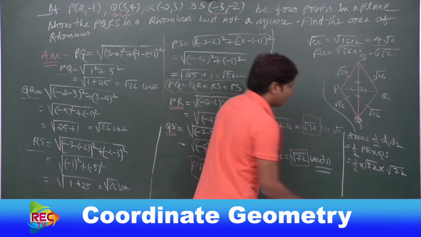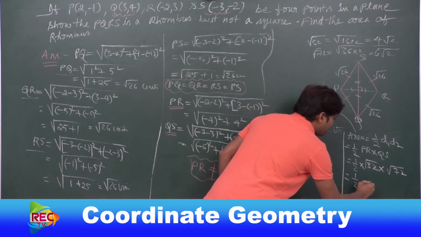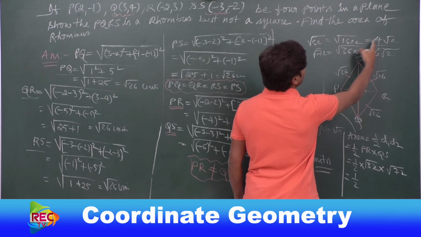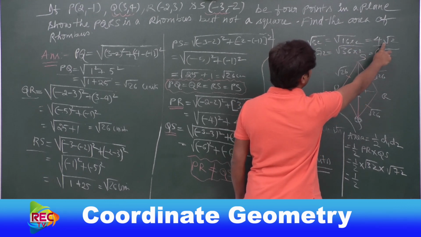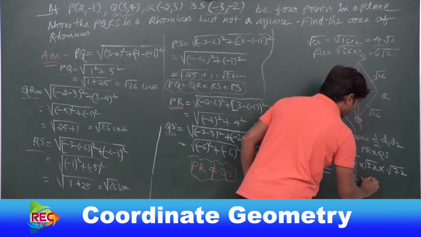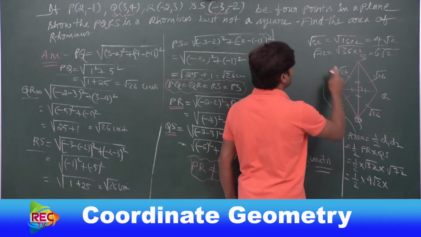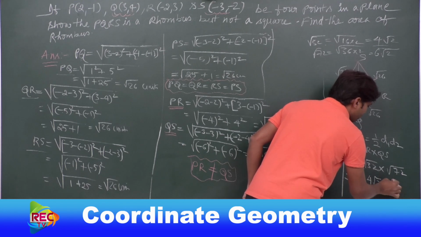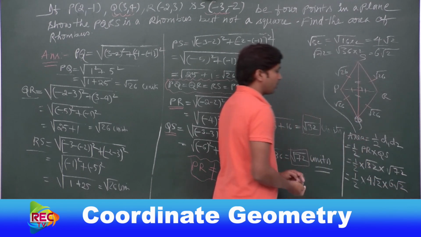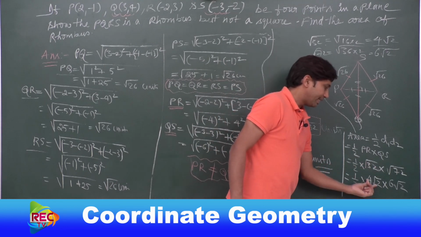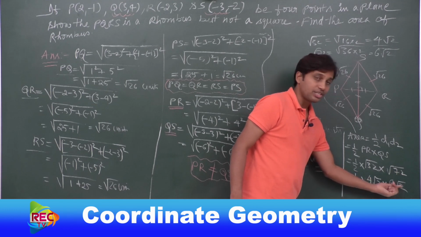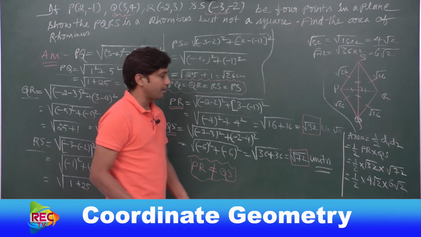So here we find that the value of PR would be 4 root 2, and the value of QS would be 6 root 2. Understood or not? Root 32 can be rewritten as 4 root 2, and this root 72 can be rewritten as 6 root 2, right? So like this we can do this.